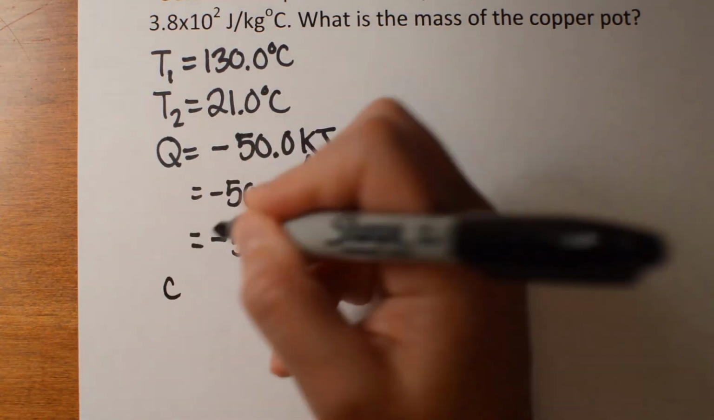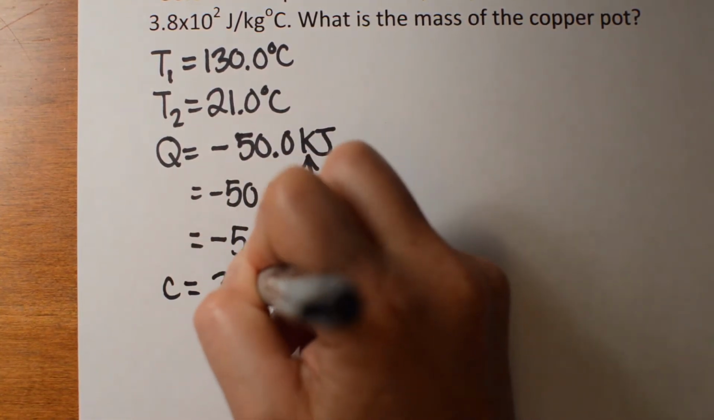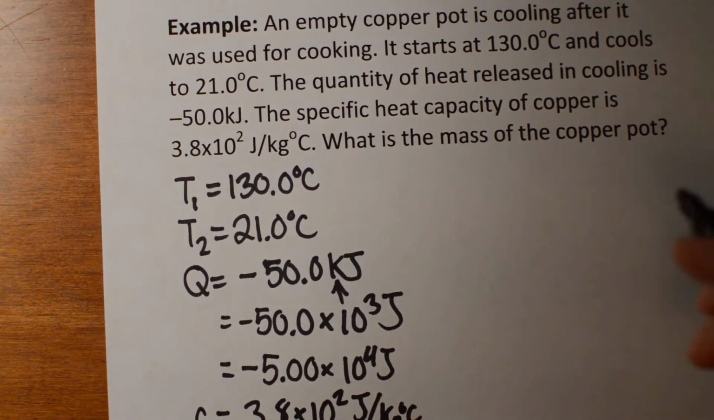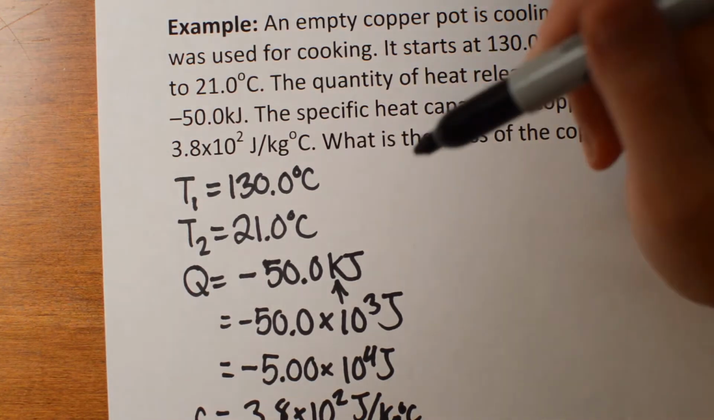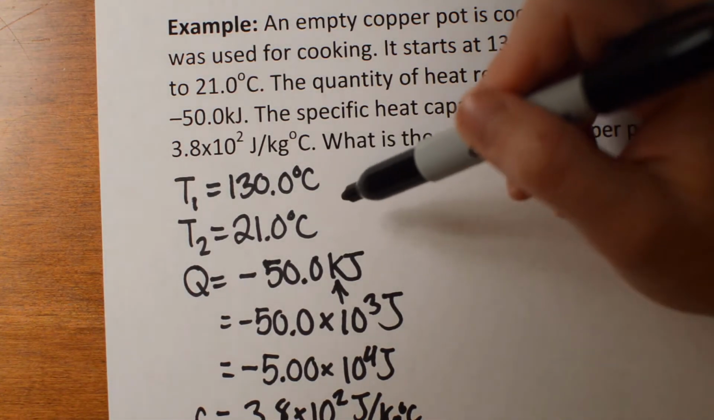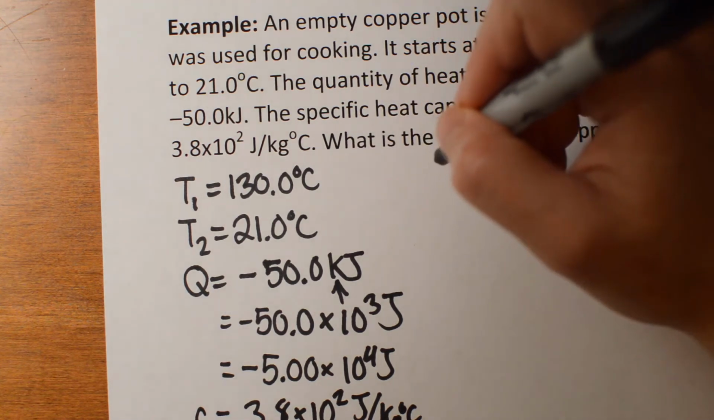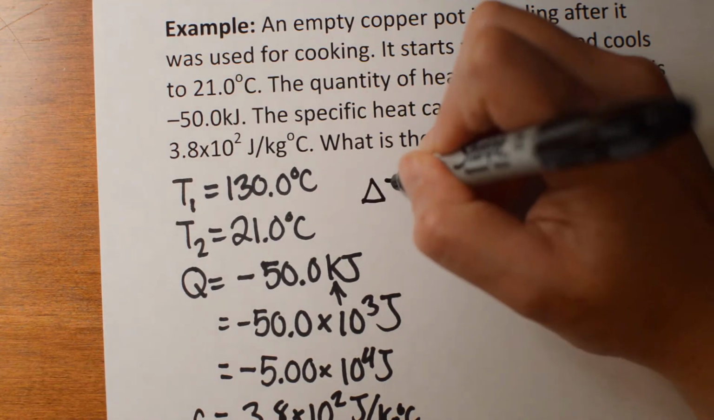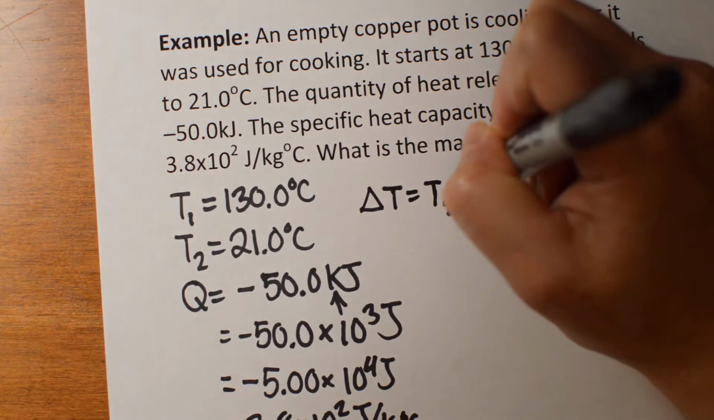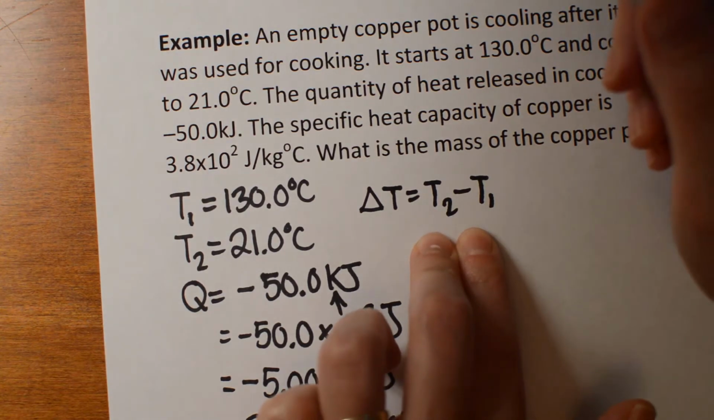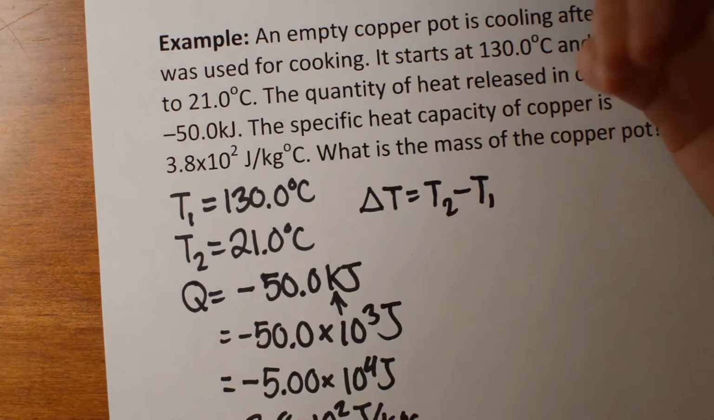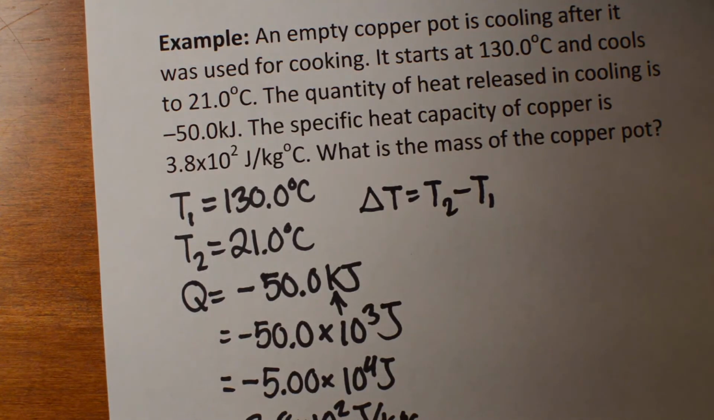We also know the specific heat capacity of the pot is 3.8 times 10 to the 2 joules per kilogram degrees Celsius. By the way, these temperatures, you can switch them to Kelvin if you like, but you don't have to, because the size of a degree Celsius is the same as the size of a degree Kelvin. In this case, we're finding delta T, which is T2 minus T1. We're finding a difference, not looking for an absolute temperature. So it actually doesn't matter if you're in degrees Celsius or degrees Kelvin, you'll get the same result.